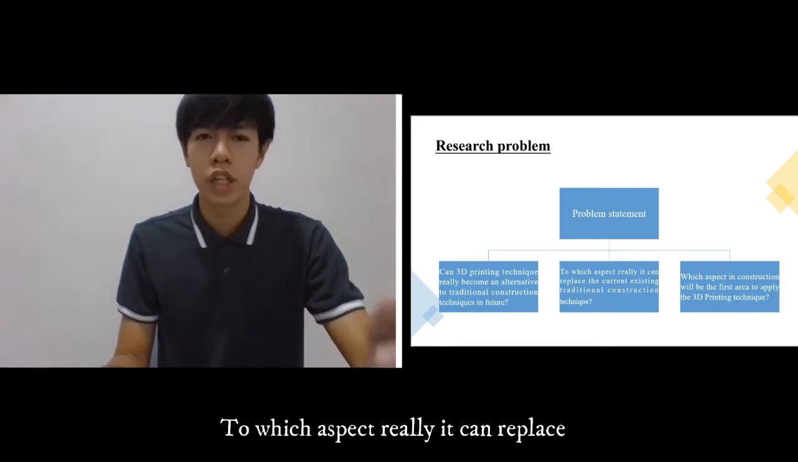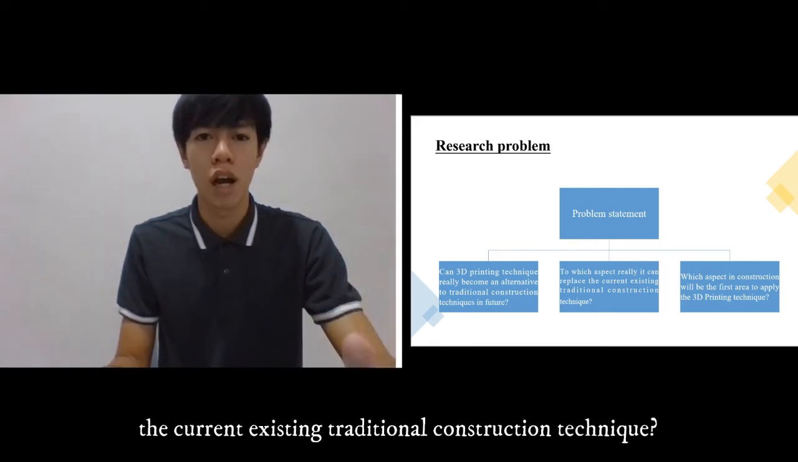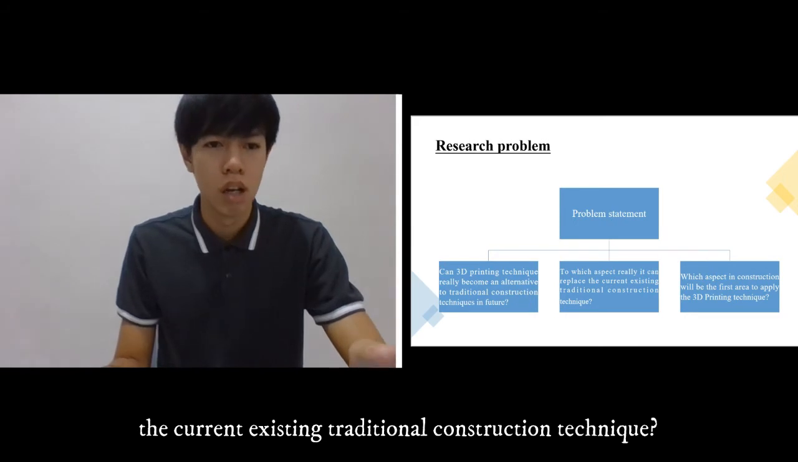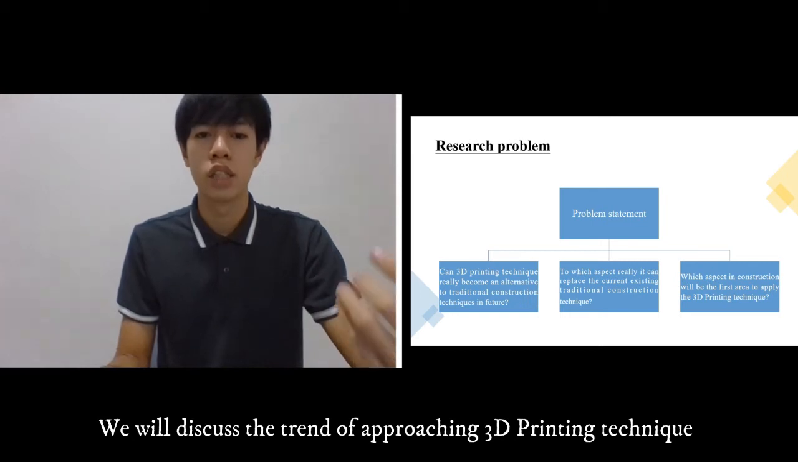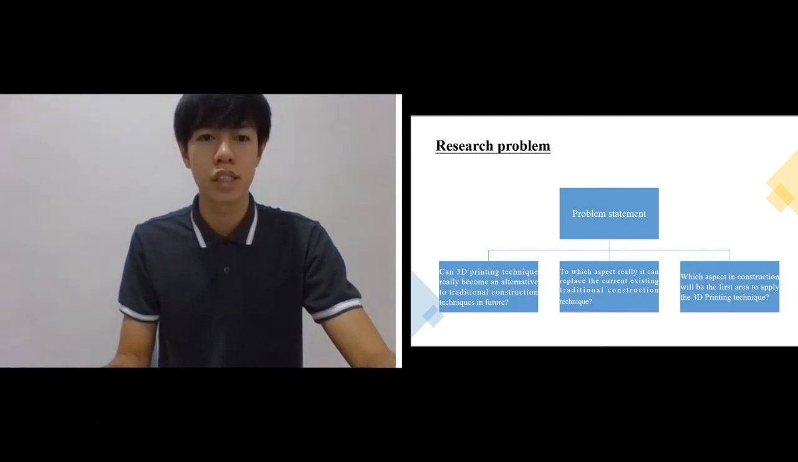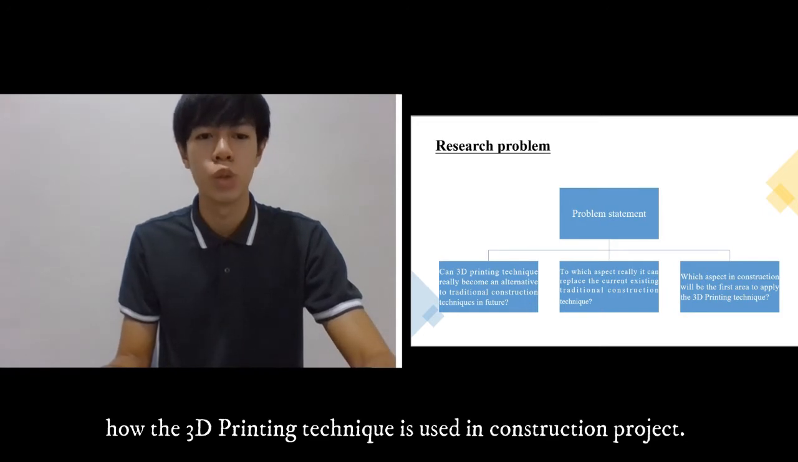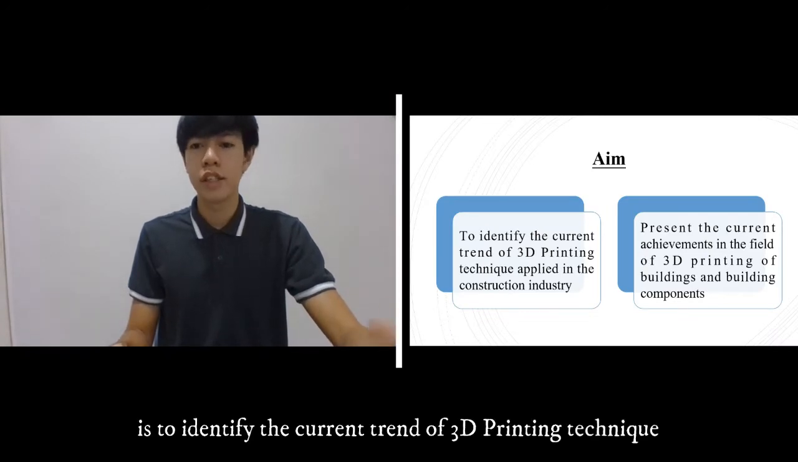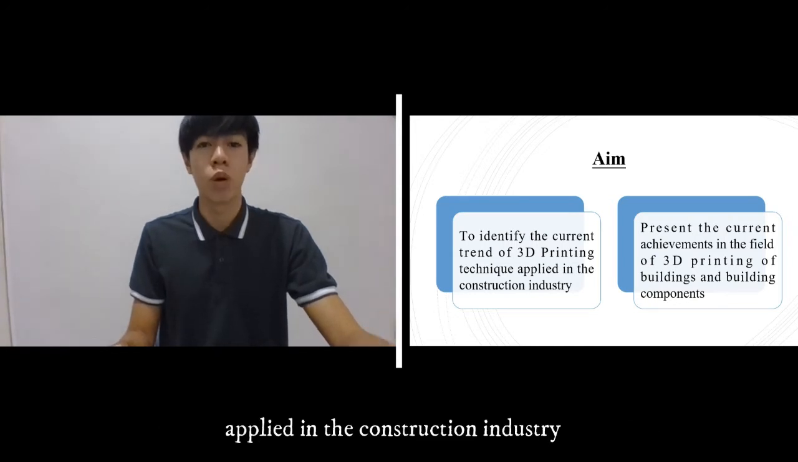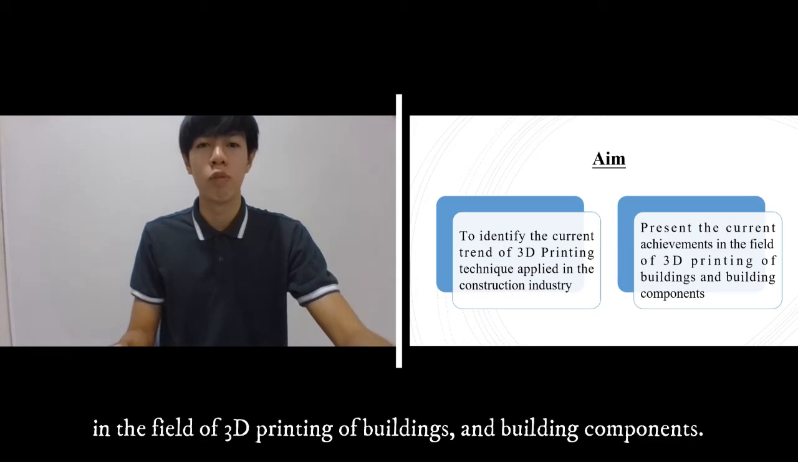Next, to which aspect can it really replace the currently existing traditional construction techniques? In this research proposal, we will discuss the trend of approaching 3D printing techniques in the construction industry and also how the 3D printing technique is used in construction projects. The purpose of conducting this research is to identify the current trend of 3D printing technique applied in the construction industry and present the current achievements in the field of 3D printing of buildings and building components.